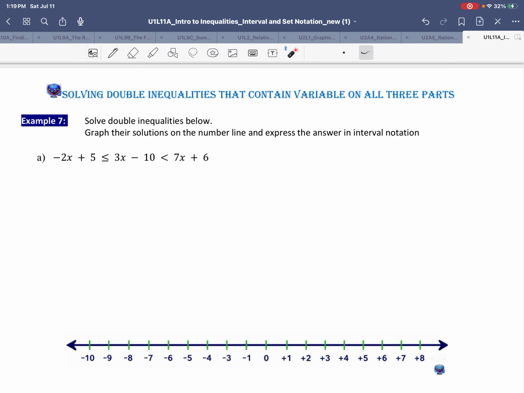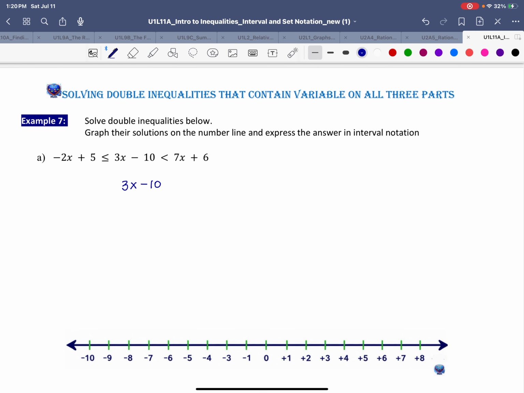You might be wondering, why do we need a separate method? Can't we solve it the same way? Unfortunately, the answer is no, and here is why. Suppose you want to solve this double inequality. So this is going to be the left part, the middle part, and the right part. Normally we like to isolate the variable and keep it in the middle part. So we have 3x minus 10 in the middle, and we need to get rid of the variables 7x and negative 2x that are respectively on the right side and the left side of it.